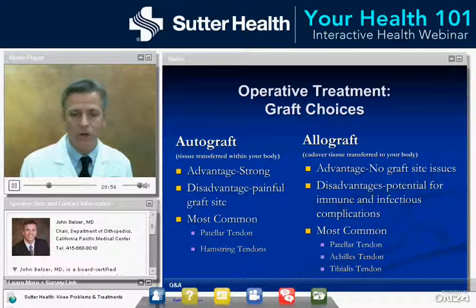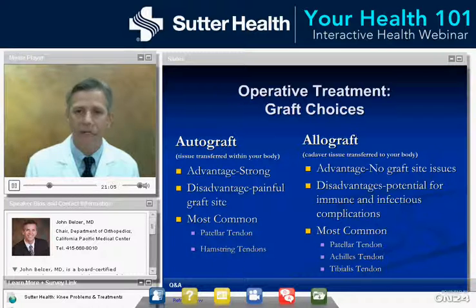But the disadvantage is that there are always concerns about immunologic response, in other words, your immune system fighting off that ACL, or the possibility of infectious complications like HIV or hepatitis. Luckily, we have not had any complications such as this for many, many years, probably back into the 1980s, and some bacterial infections were reported early in 2000, but realistically speaking, our processes now with bone banks of harvesting and processing these grafts is excellent. The most common allografts that we use are patella tendon allografts, Achilles tendon allografts, and then a tibialis tendon allograft, which is a tendon in the front of your ankle.